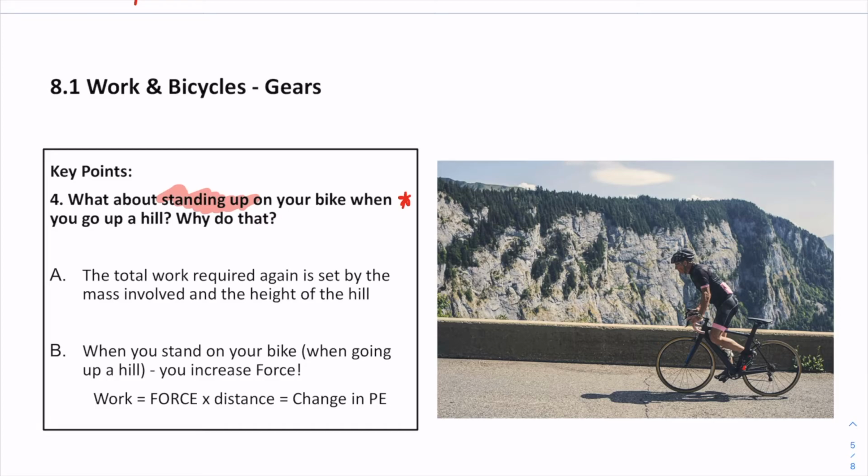Well, think about it from the forces involved, right? We said that the total change in energy, the total work required is set by the mass and the height of the hill. So this is our fixed term, okay? If you stand on your bike, you're increasing the force on your pedals, right? You're using your weight. And since the right side of the equation is fixed, force is going up. To get the same value, distance must go down. So if you stand on your bike pedals, you have to pedal less to get to the same top of the hill, okay?